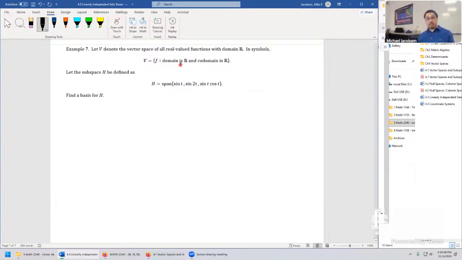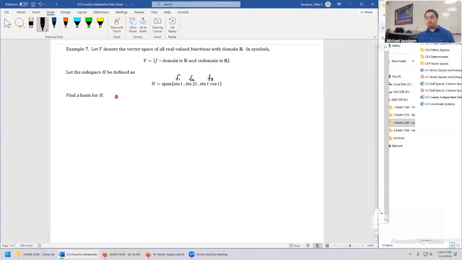We're going to set the domain to be the entire real number line. So that means we don't necessarily know if these functions are guaranteed to be integrable. Just depends on what we put inside this set. Codomain is R, but the subspace H is kind of a nice one. It's going to be the span of these 3 trigonometric functions. So this is f1 is sine t, f2 is sine 2t, and f3 is cosine t.